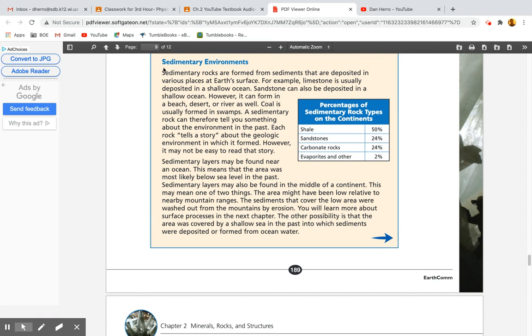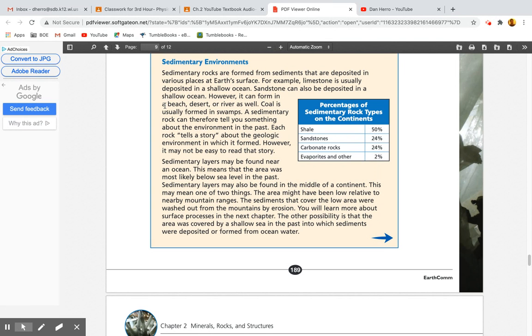Sedimentary environments. Sedimentary rocks are formed from sediments that are deposited in various places at Earth's surface. For example, limestone is usually deposited in a shallow ocean. That's why we have limestone all over Rock County, because this area, southern Wisconsin, northern Illinois, all used to be part of a shallow ocean, okay?